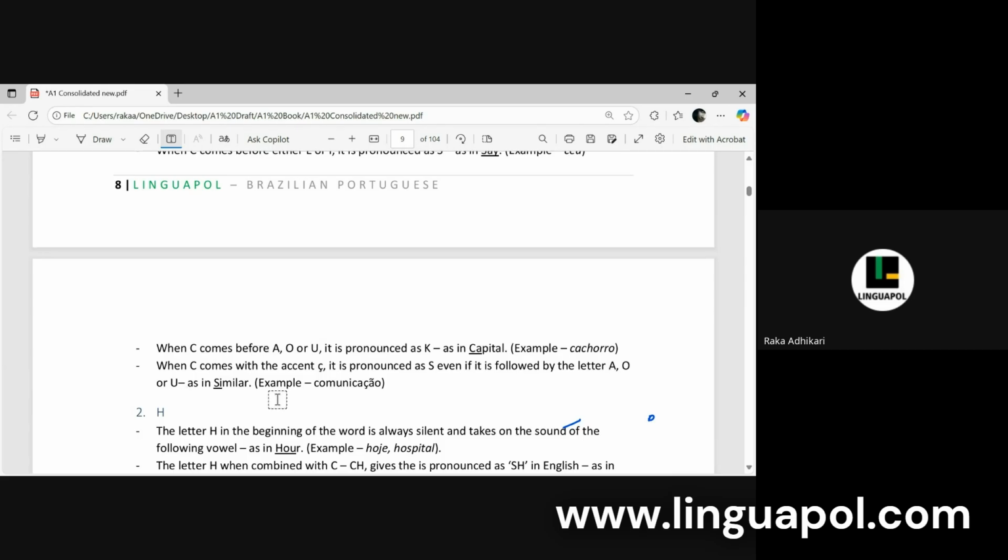Then we have a third rule. We only read 2 rules so far, but there is a third rule as well. When C comes with the accent, okay? There is an accent that comes only with the letter C. So we write a C like this, and then we write a comma like this under the letter C. What is the role of this accent? For example, when we say CA, the sound should be ka. But if I want to say sa, then what will I write? Then I will use CA and put an accent under C. Then it will become sa.